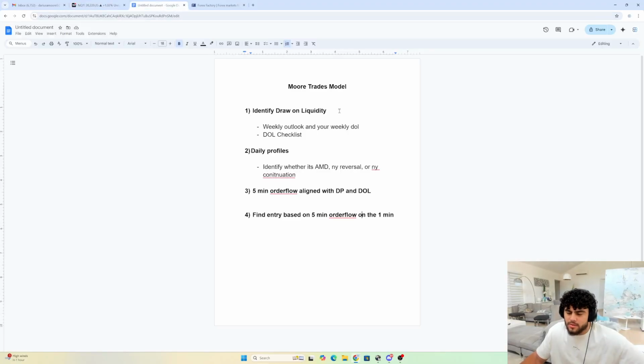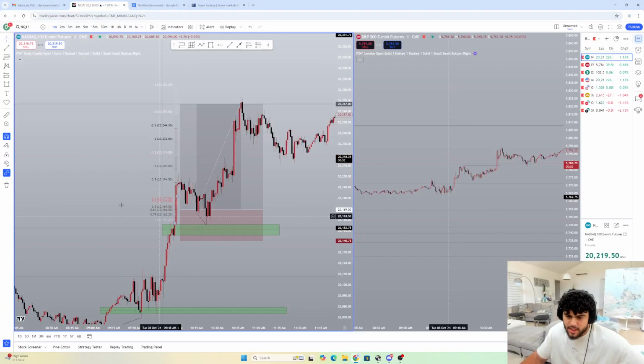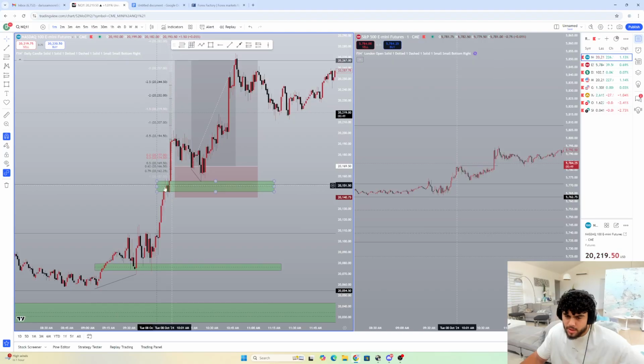Identify the draw on liquidity, the set of failure swings in previous day's high. Okay? Daily profiles. It was a bullish daily profile. It was a New York continuation. 5-minute order flow went bullish towards my daily profile and my draw on liquidity. Then I found an entry based on the 5-minute order flow on the 1 minute. This gap was a 5-minute gap, and I knew that we wouldn't go below this 1 minute order block because price is balanced. This is a fire entry.